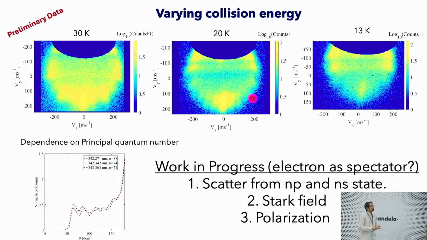We change the collision energy, and you can see the stripes really, the number of stripes goes down as we decrease the collision energy, because fewer and fewer partial waves contribute to this thing. So we can really scatter from different quantum numbers, different states. We have a lot to do over here. We can play with the polarization, Stark field. Yeah, we have a lot to do over here.